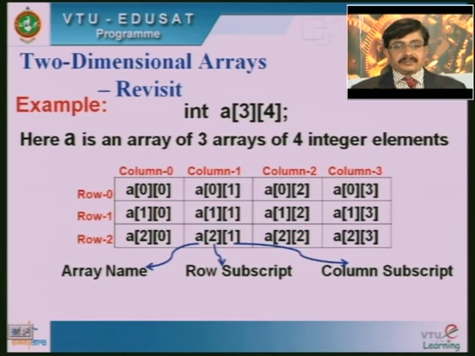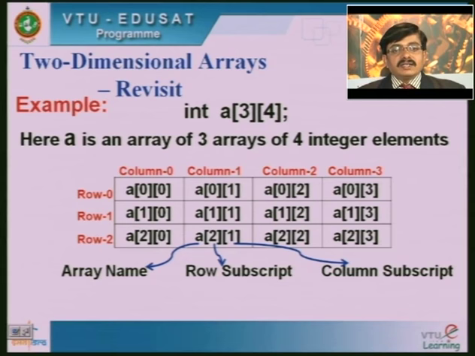When you come to an example problem, int a of 3, 4, here we have 3 rows and 4 columns. So this a is a two-dimensional array of 3 rows and 4 columns. Altogether 3 into 4, 12 elements is the maximum. Since the index starts from 0, the first index will go from 0 to 2, because the row size mentioned is 3: a of 0, a of 1, a of 2. And since the column size mentioned is 4, this index will run from 0 to 3.